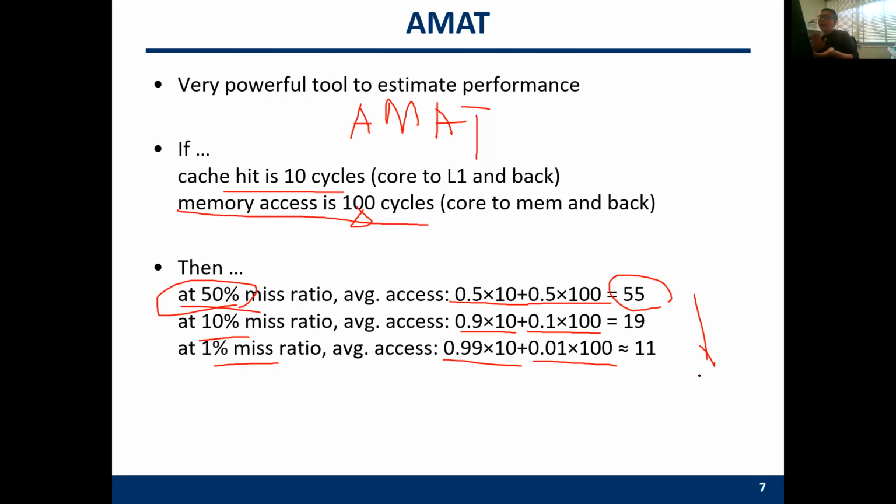Again, I didn't change anything. I still use the same capacity of SRAM, the same capacity of DRAM. This SRAM still has the same speed, and the DRAM still has the same speed. Only if I have a smarter algorithm to reduce this miss ratio, I can significantly improve the average memory access latency.